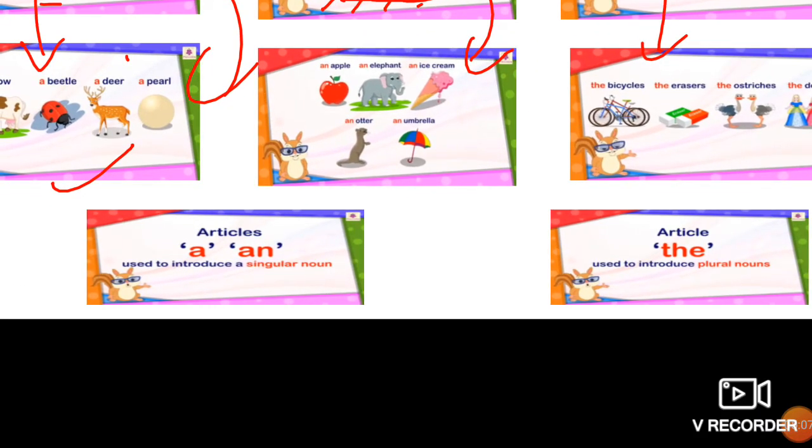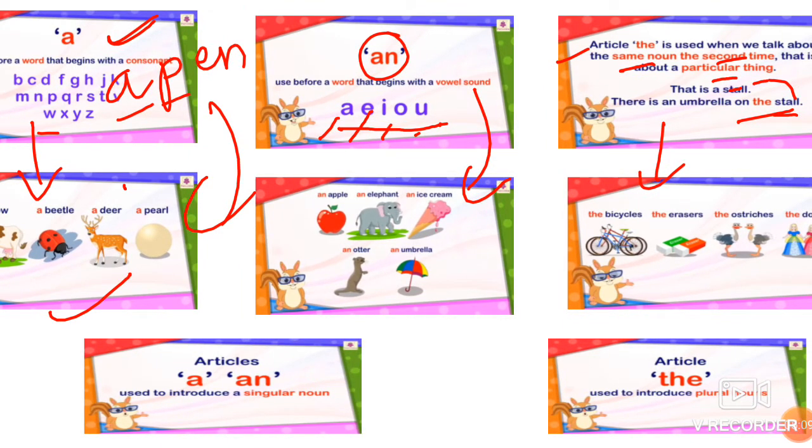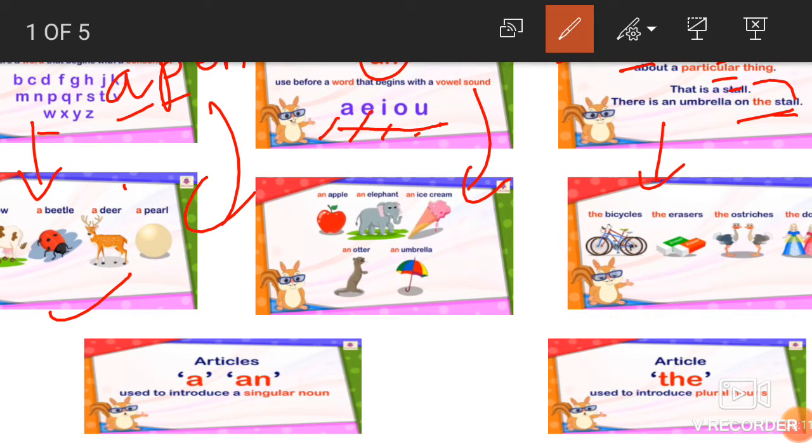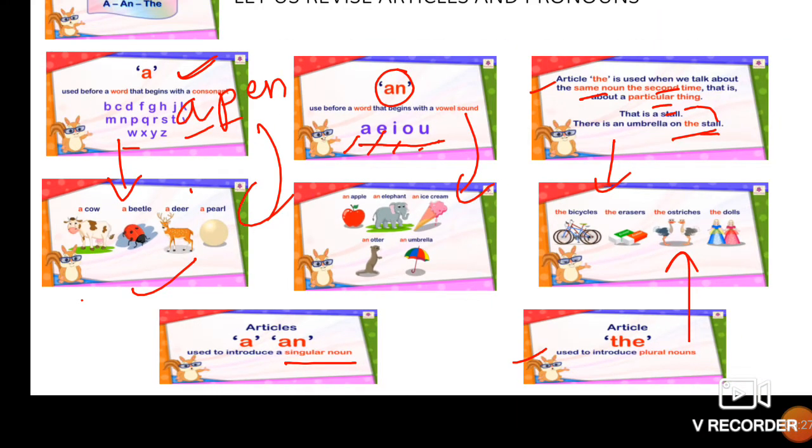So remember the articles. A and an will always go with the singular noun. When we are talking about one, a singular noun, we have to use a and an. The goes with the plurals. Done, beta?